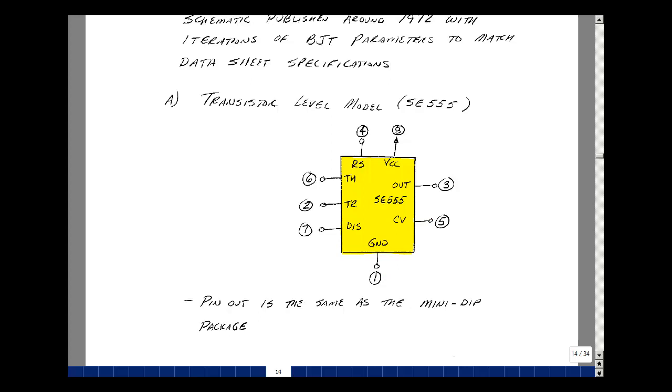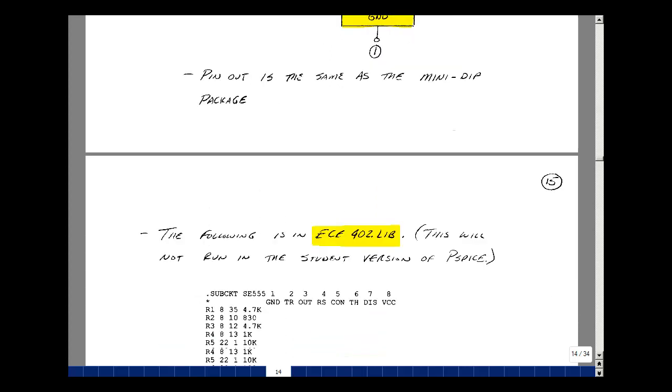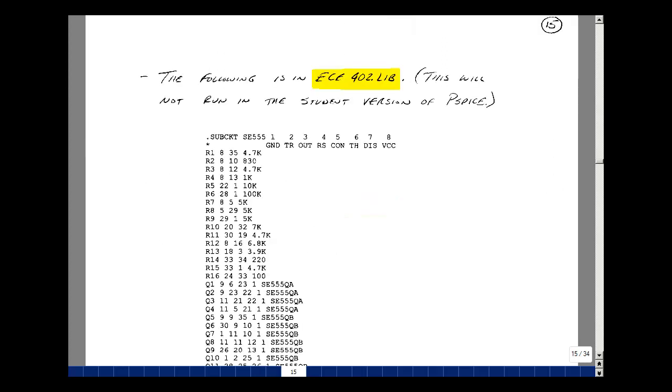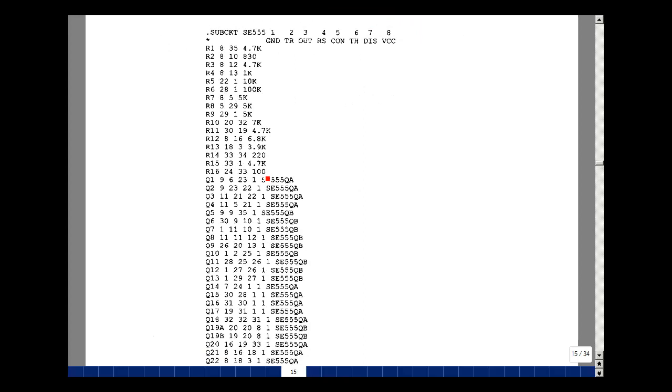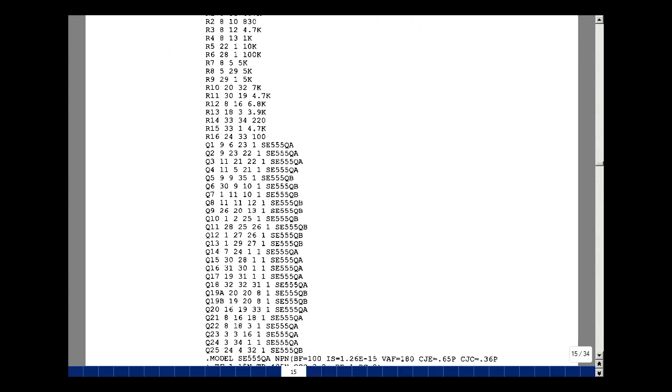Let's take a look at the SPICE file. I've included this file in the library file that's on my homepage for ECE402. And you can see here there are quite a few parts in here. Got 16 resistors. Actually 26 transistors, and I have 2 here that are labeled A and B. It's a trick of doing multiple collectors.